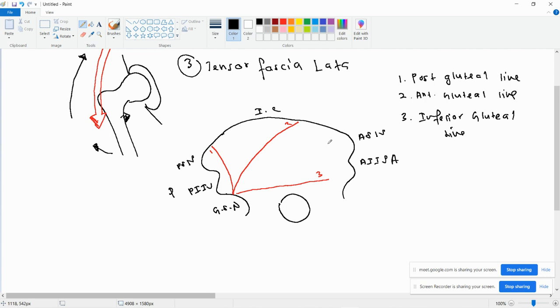Why do we need to know about these lines? That's because a line indicates something is attached in between two lines. For example, the first one you should know is one muscle attached in between these two lines. This muscle attached in this region, between the posterior gluteal line and the anterior gluteal line, will be your gluteus medius. Understood?